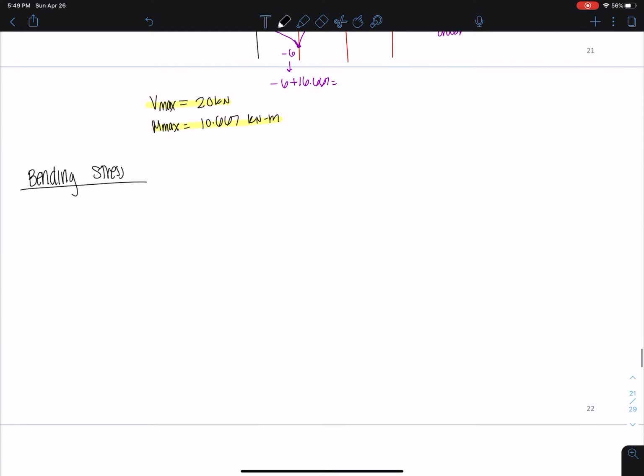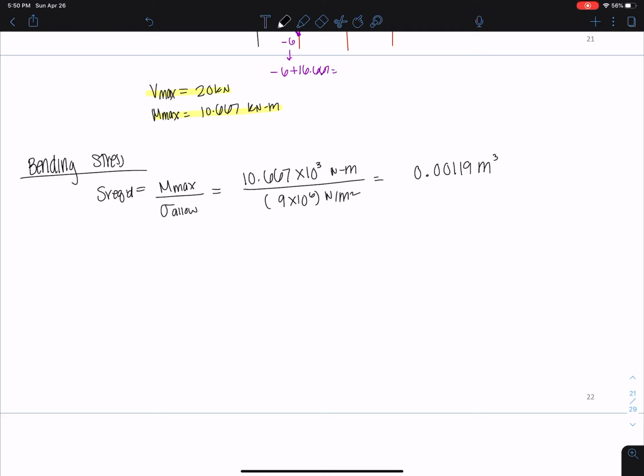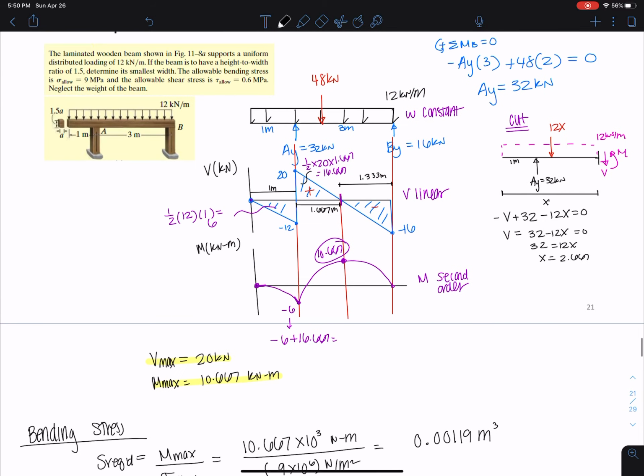All right, so we know this nifty little formula we can use, S required equals M max over sigma allowable, and we can plug in M max. We're gonna put this in Newton meters because our sigma allowable here is also gonna go Newton per meter squared, and we get 0.00119 meters cubed, okay? And we'll call the width A. I think they put that here.